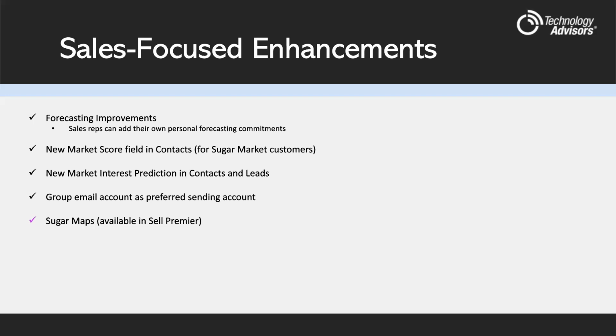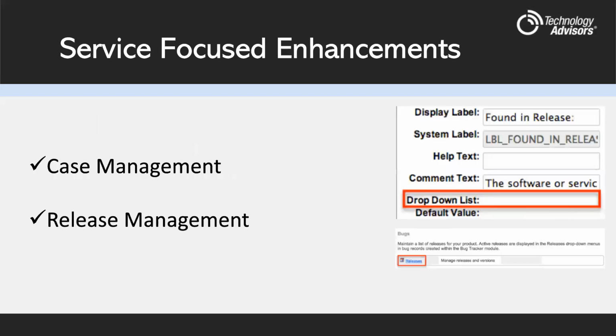Also, group email accounts can be added now as a preferred sending account. And if you are a Sell Premier customer, Sugar Maps is a really cool feature that's been added. So I will go through and show you how these look in Sugar.